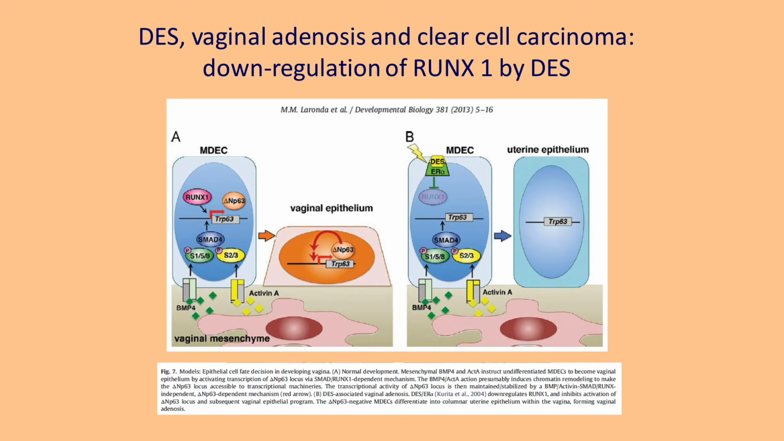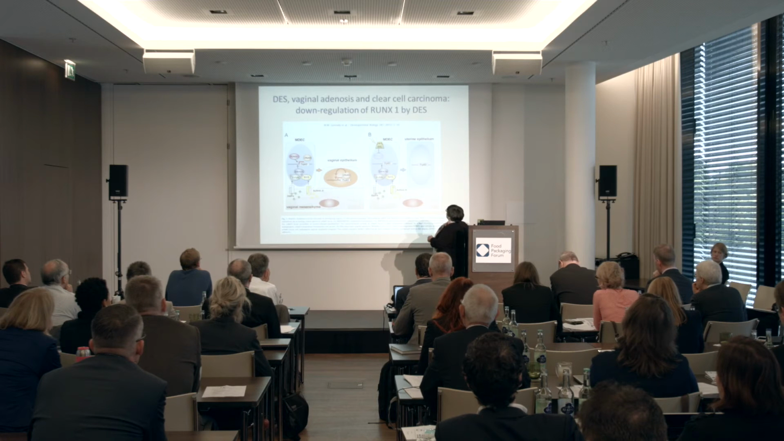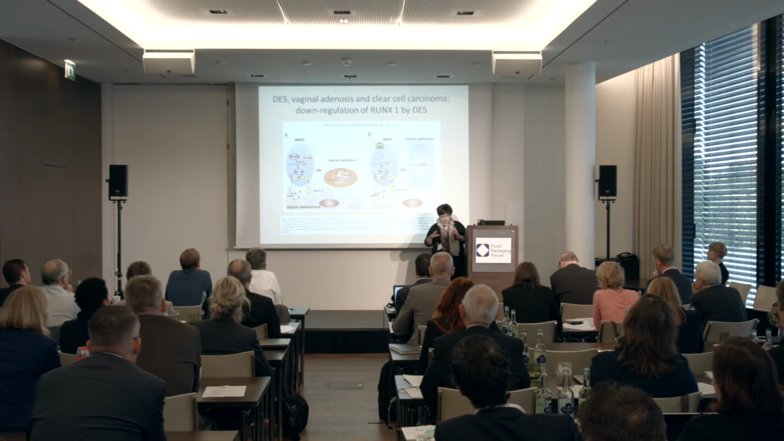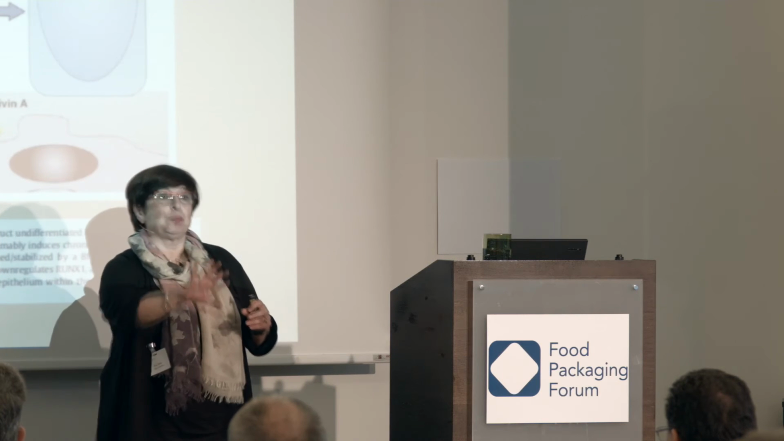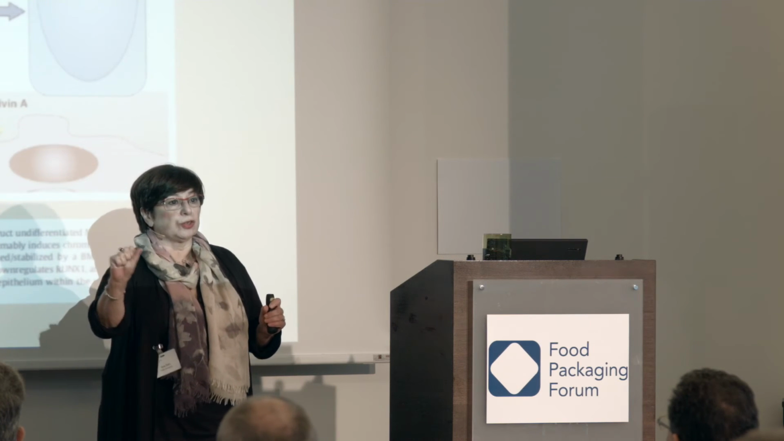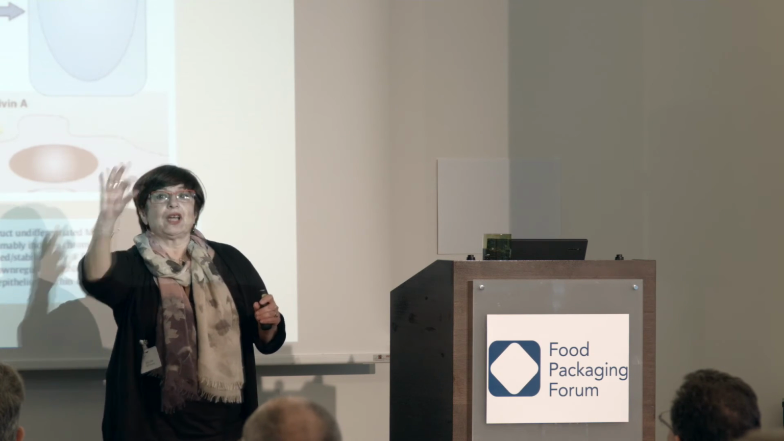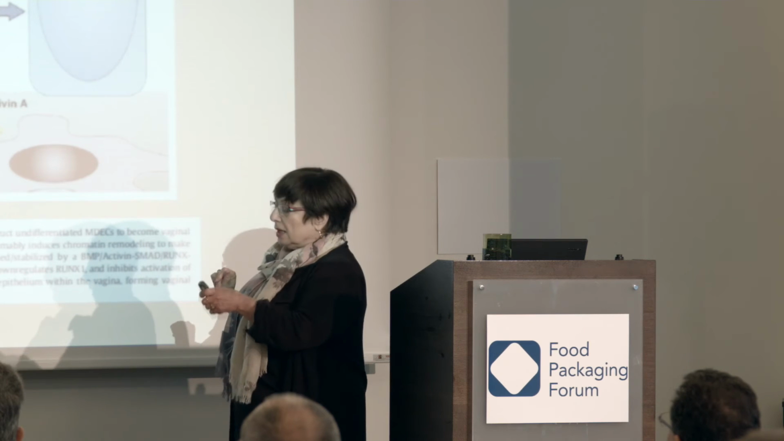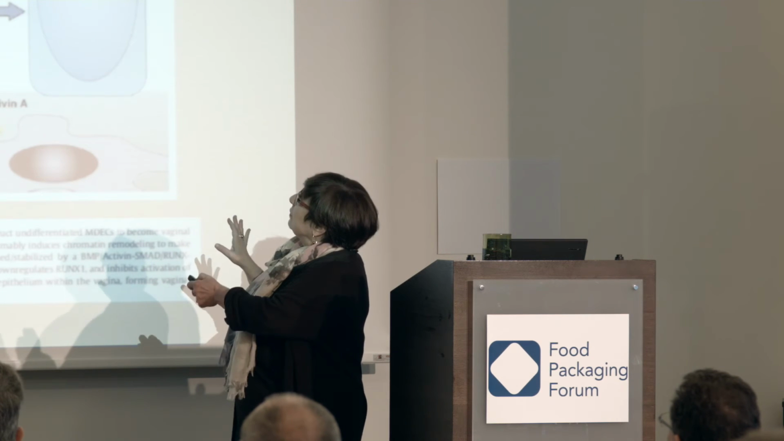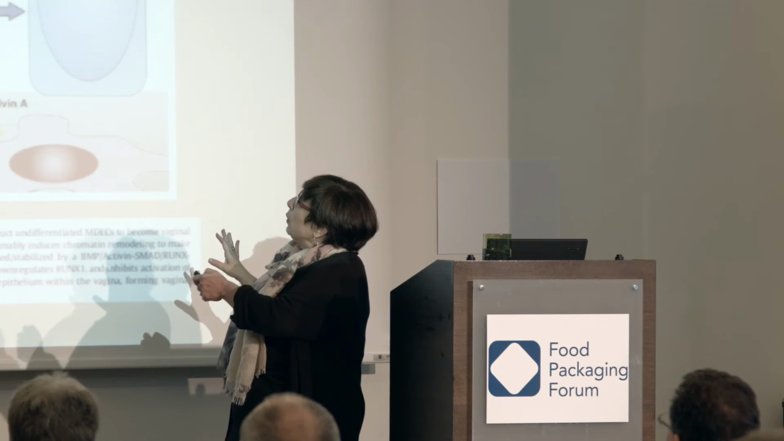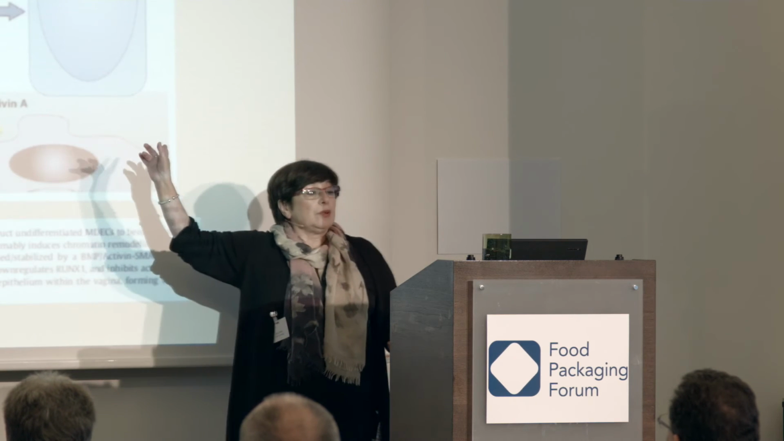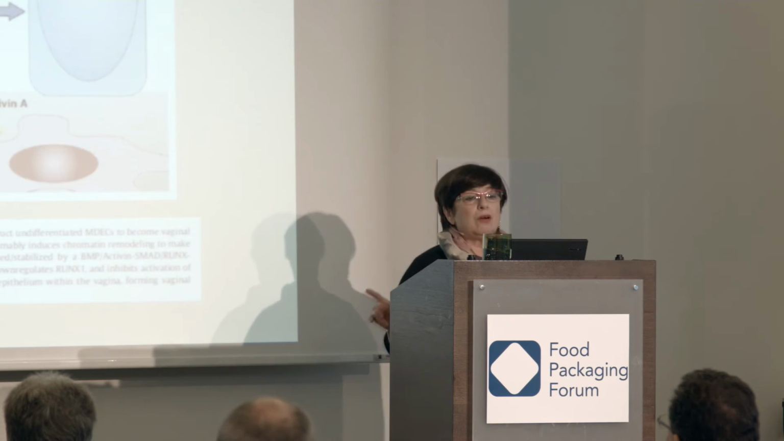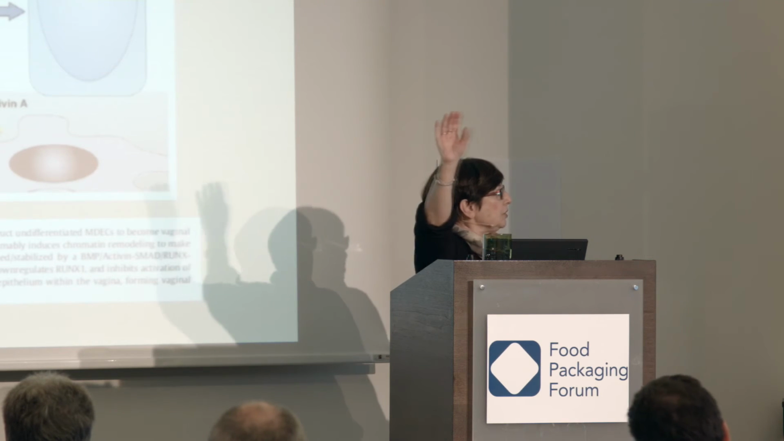If DES is there, it blocks the expression of RUNX1, and so you will end up with islands of uterine epithelium inside the vagina. That is called adenosis, and this is the structure where cancer arises, clear cell carcinoma of the vagina. And this operates at a very specific age. I said that you have to be exposed before the end of the 13th week in order to have this problem. Now, this is not mutation, this is nothing like that. It's just that you didn't have the expression of a gene you needed at the right moment. Again, organizational effect.